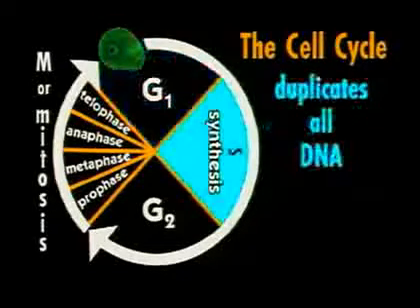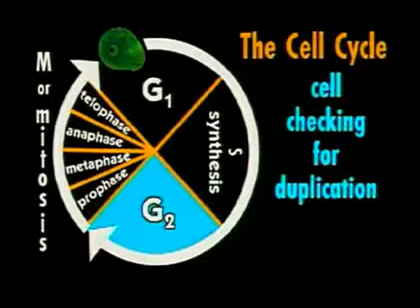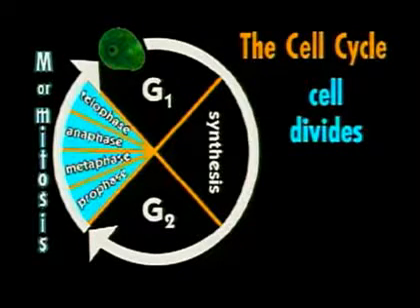Next, the cell duplicates all its DNA in a stage called synthesis, abbreviated as just the S phase. Then the cell checks to make sure everything is duplicated, which is called the G2 phase. Finally, the cell divides, called the M phase, or mitosis.